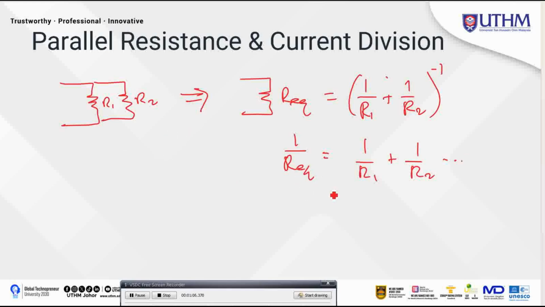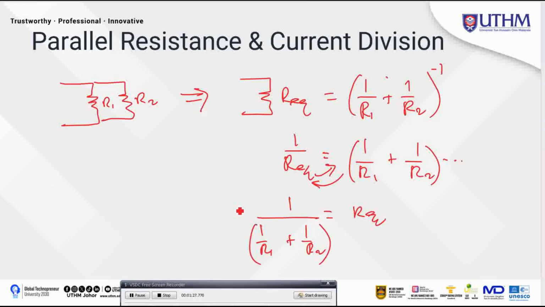From this, this one will move over there and this one moves to this side. Then we will have R equivalent equals 1 over (1 over R1 plus 1 over R2). This is equal to (1 over R1 plus 1 over R2) to the power of minus 1, same with the top one. Right, so this is the basic equation for the parallel resistor.